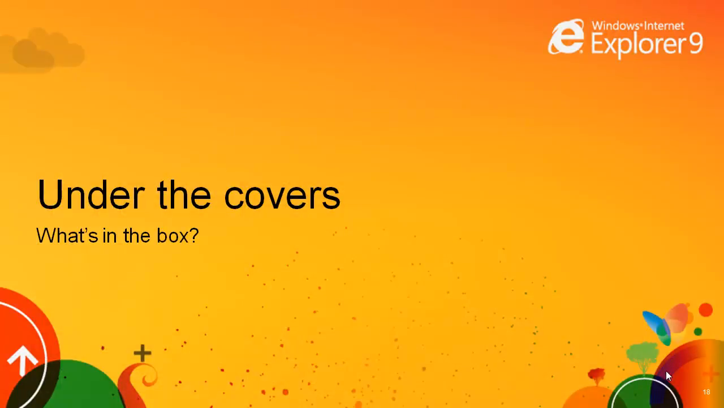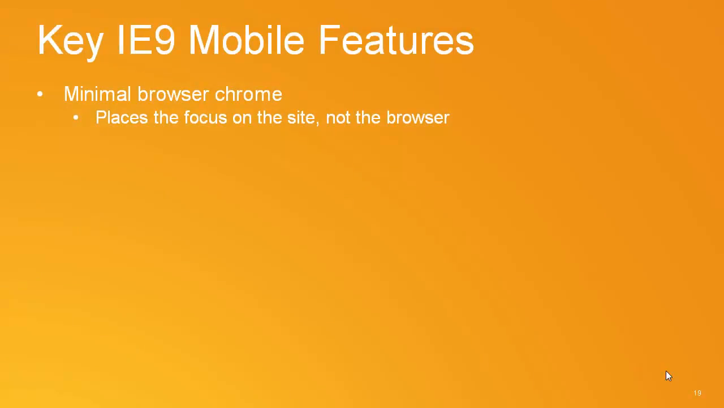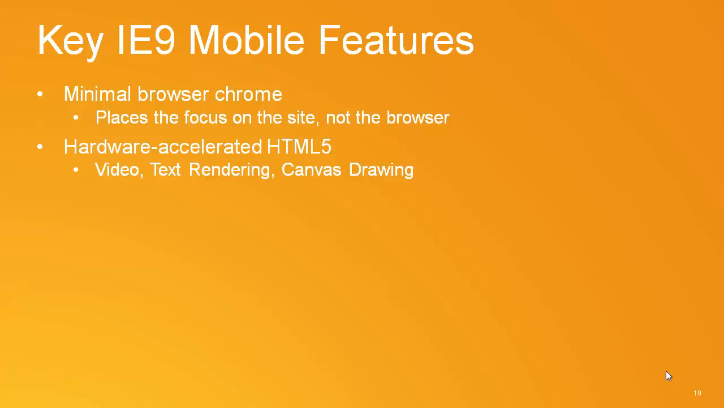So what's under the covers? Let's see what's in the box. Let's see how things happen. Something key in IE9 is that there is a minimal browser chrome, and this places focus on the site and not on the browser, and this is very important to making your applications more and more native feeling.